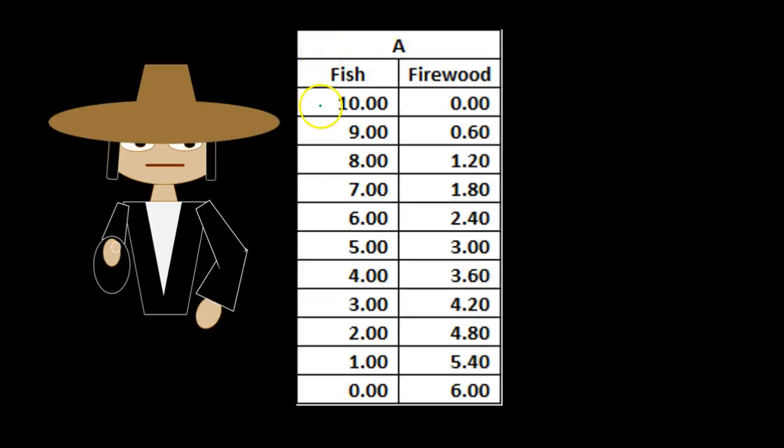If person A spent all day catching fish, we can get 10 fish total, but we would have no firewood to cook the fish with. Or we can get 6 units of firewood and have no fish to cook on the fire, but we can have a nice big fire in that case, which would be nice. So if we can then go from 10 fish to 9 fish, then we're going to say we can have 0.6 units of firewood. So we can have a small fire and we can have our 9 pile of fish and try to cook them somewhat on the fire. We can get 8 fish and we have 1.2 units of firewood, 7 fish and 1.8 units of firewood, and so on through our possibilities here.